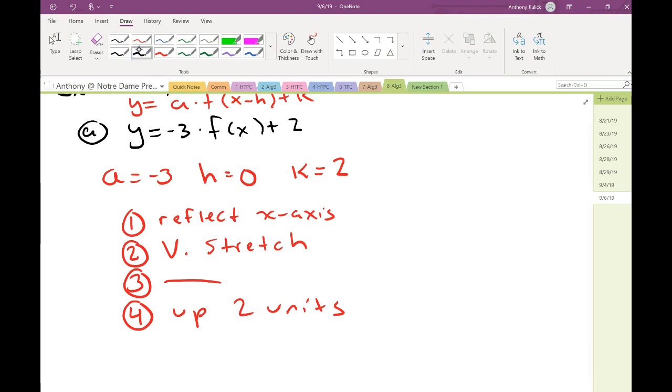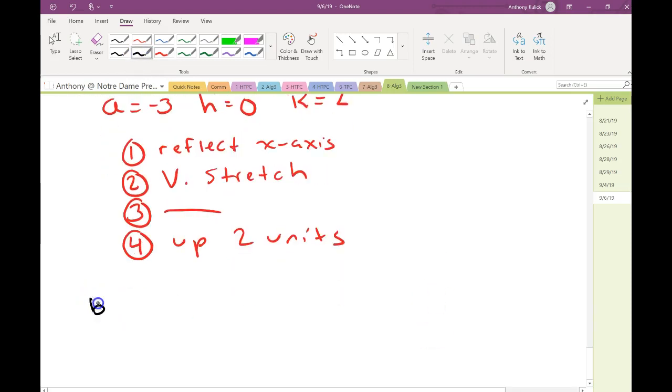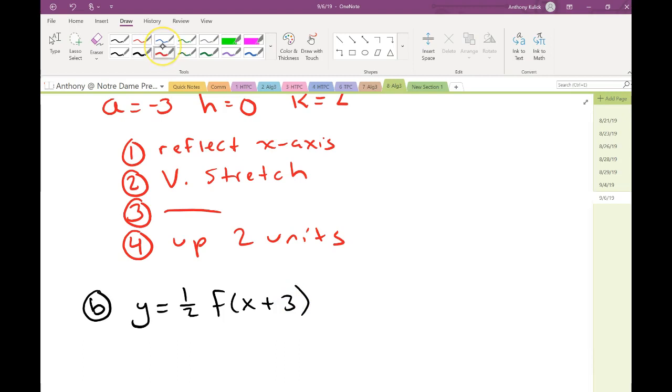Let's do one more example, and then we'll move on to the next way we can use this information. So let's say we have y equals 1/2 of f of x plus 3. We'll start by identifying our values for a, h, and k. In this case, what is our value for a? 1/2. Everybody agree with that?